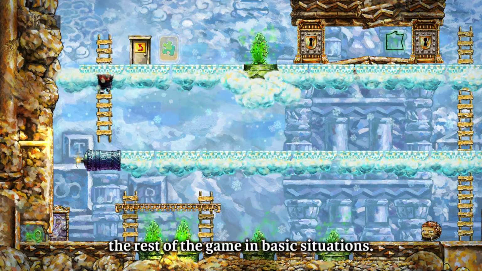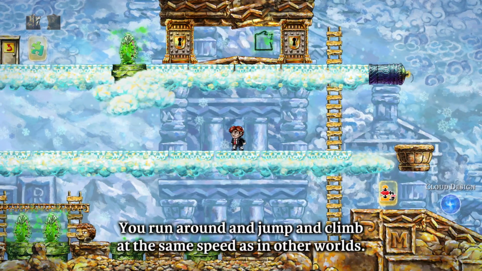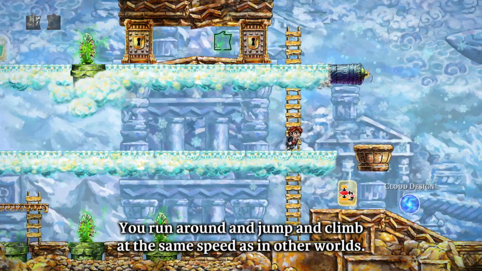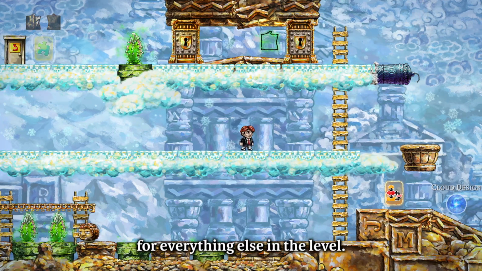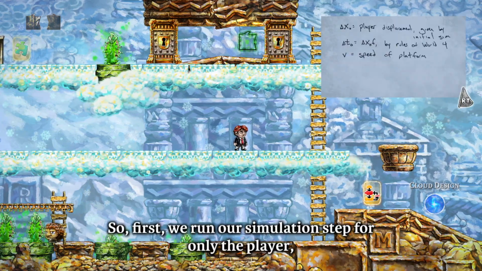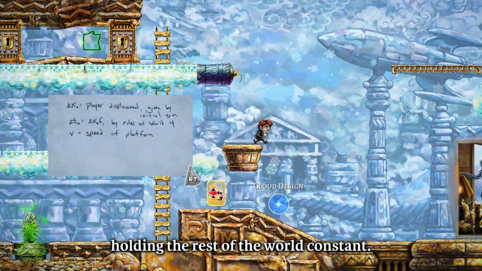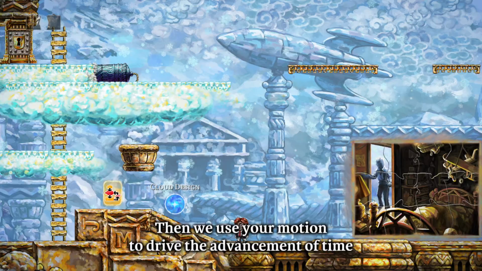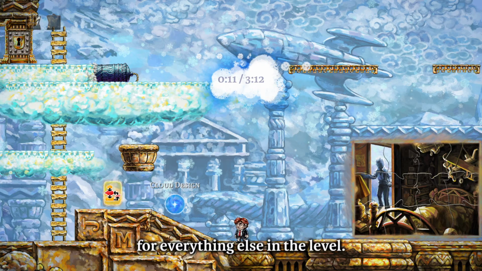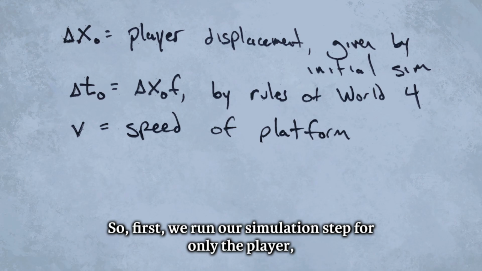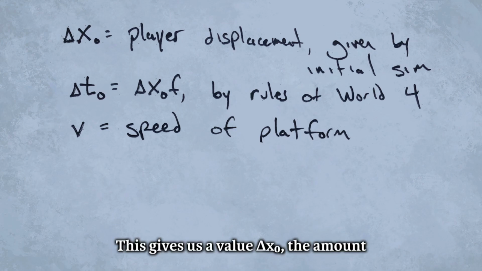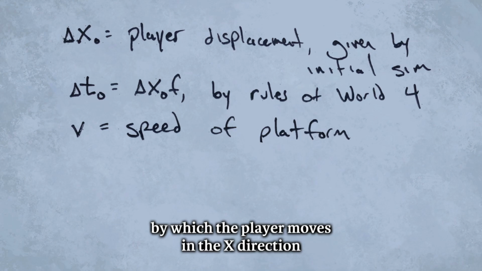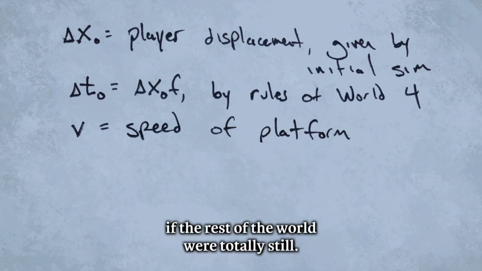matches the rest of the game in basic situations. You run around and jump and climb at the same speed as in other worlds. Shit. Then we use your motion to drive the advancement of time for everything else in the level. So first, we run our simulation step for only the player, holding the rest of the world constant. Oh. This gives to drive the advancement of time for everything else in the level. So first, we run our simulation step for only the player, holding the rest of the world constant. This gives us a value, delta x0, the amount by which the player moves in the x direction if the rest of the world were totally still.